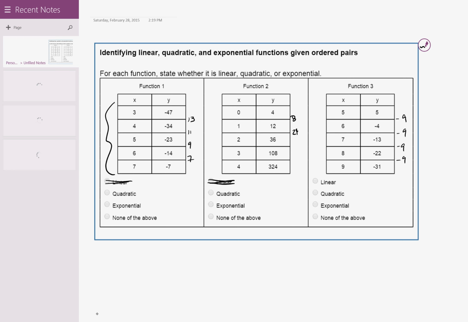In the next example, I have a difference of -9, and then -9, and then -9, and then -9. Right, to get from 5 to -4, we go down 9. To get from -4 to -13, we go down 9. That is a linear function. So I have a constant change in y for a constant change in x.